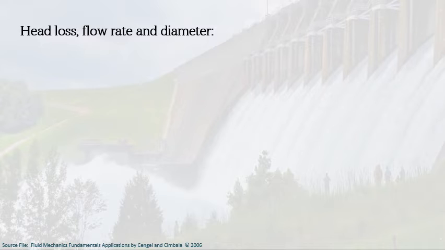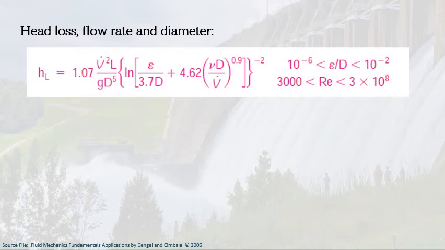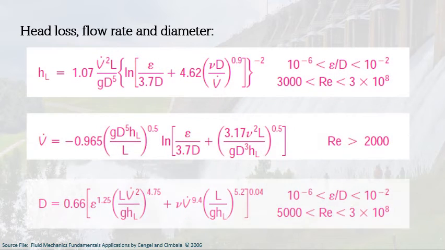The first problem is to determine the pressure drop or head loss when the pipe length and diameter are given for a specified flow rate or velocity. The second type of problem is determining the flow rate when the pipe length and diameter are given for a specified pressure drop or head loss. And finally, determining the pipe diameter when the pipe length and flow rate are given for a specified pressure drop or head loss. If that is the case, the head loss, flow rate, and diameter can be computed using this formula that you can see here.